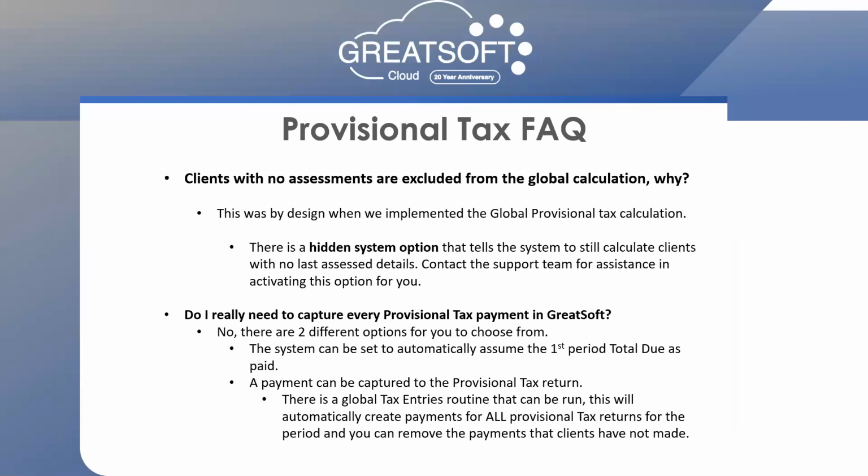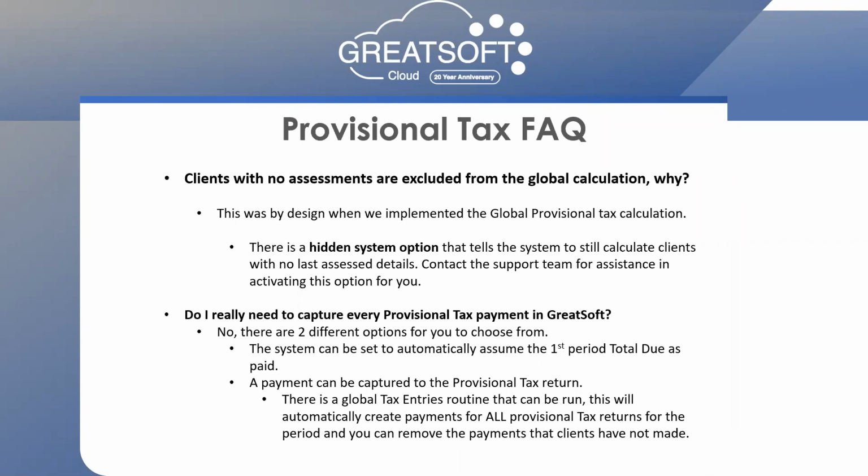Okay, clients with no last assessments are excluded from the global calculation. This one comes up quite a bit. There is actually a hidden system option for it, and this was originally by design. We are looking to just activate that system option globally. So if a client doesn't have a last assessment, the system will still calculate for them. It will just calculate zeros. One of the limitations with SARS is that we can't submit a Prov return without a last assessment in it, so some clients have to go and just create a zero assessment.